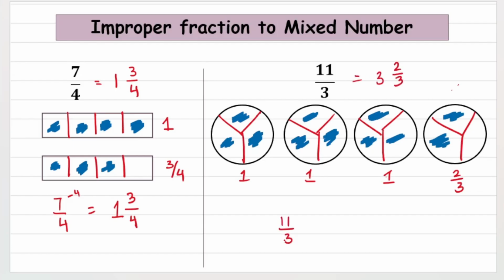By the direct rule, 11 thirds. How many times does 3 go into 11? 3 times, because 3 times 3 is 9. From 11, 9 goes away. My answer is 2. So 3 and 2 thirds.